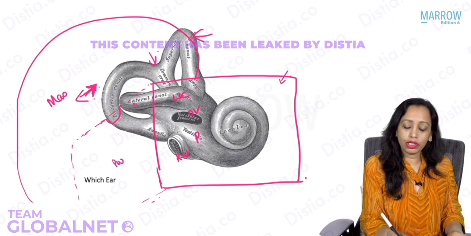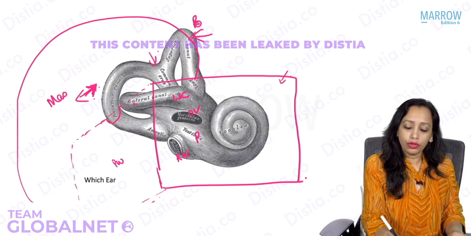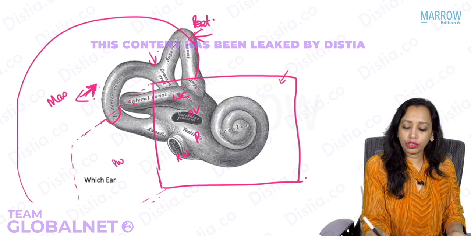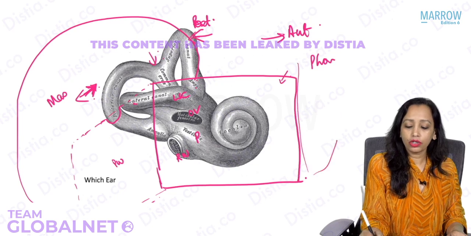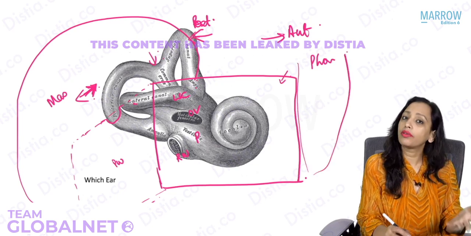I know that the semicircular canals are present posteriorly towards the mastoid. So this is the posterior part, this will be the anterior part. Anterior part means we will have the pharynx here, we will have the face here. So this is which ear? This is the right ear.